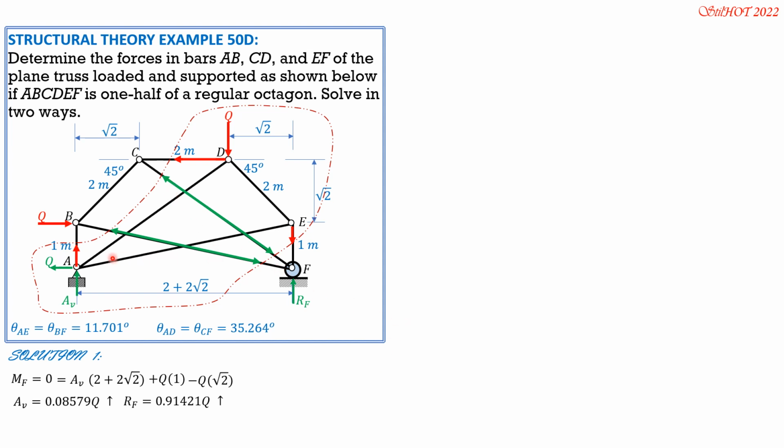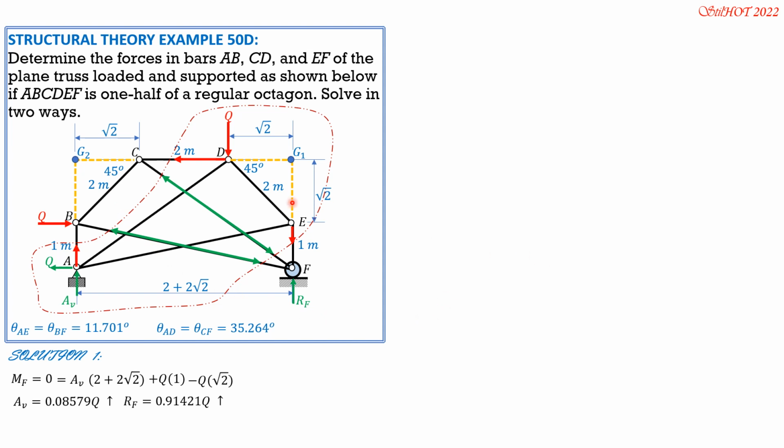So we consider again the forces, especially the red ones, and AV and Q involved in the moment equation, so that we can solve FAB right away. There is an intersection between CD and EF, which is here. I'll call that point G1. Same is true with CD and AB. They meet here. I call that G sub 2.